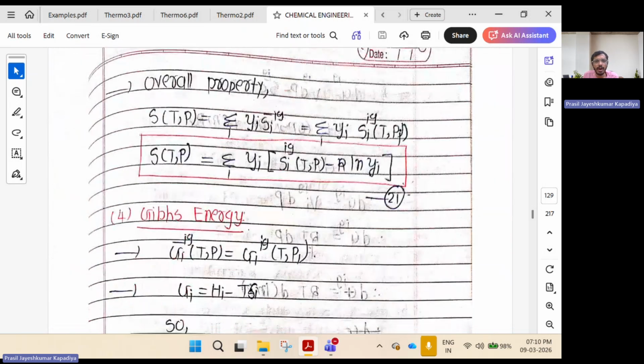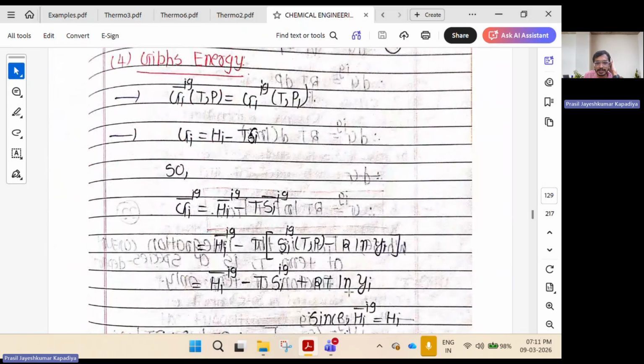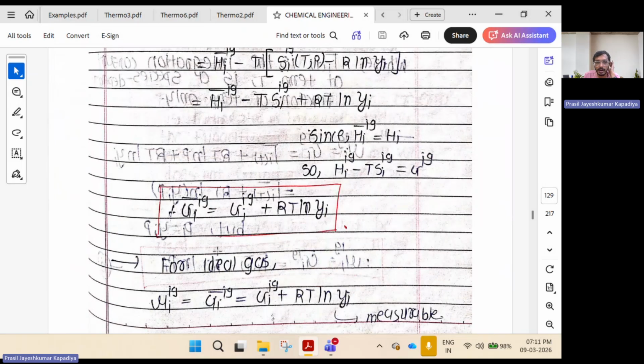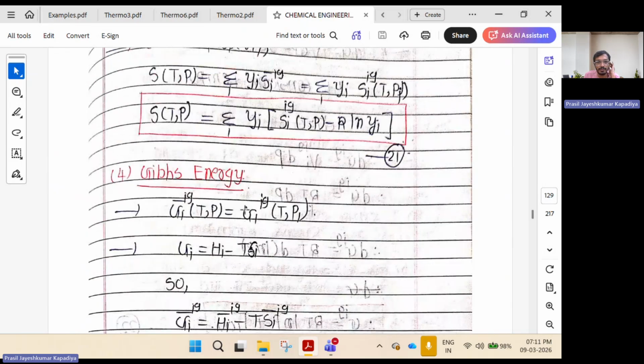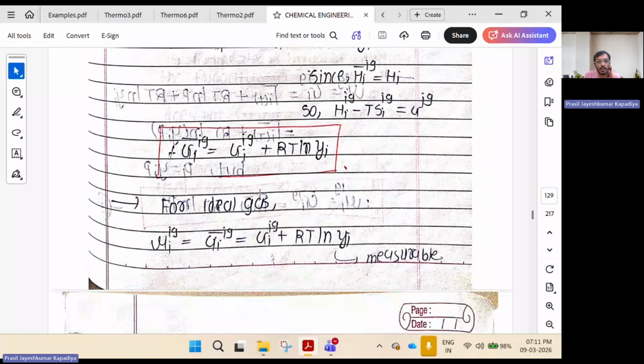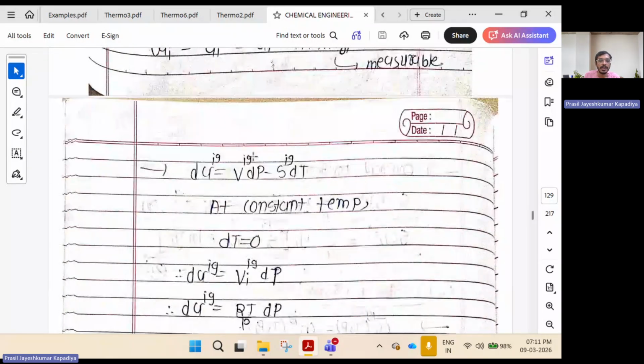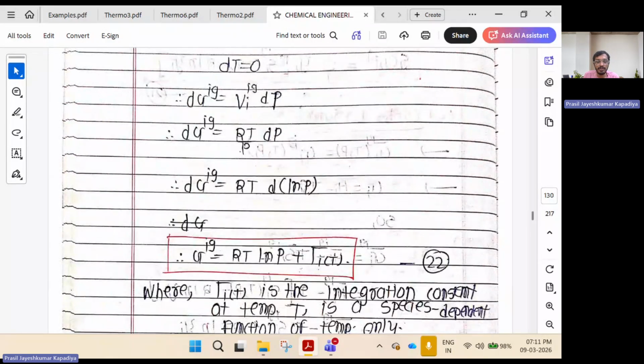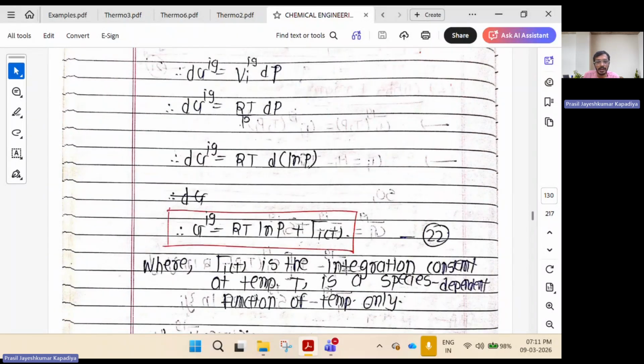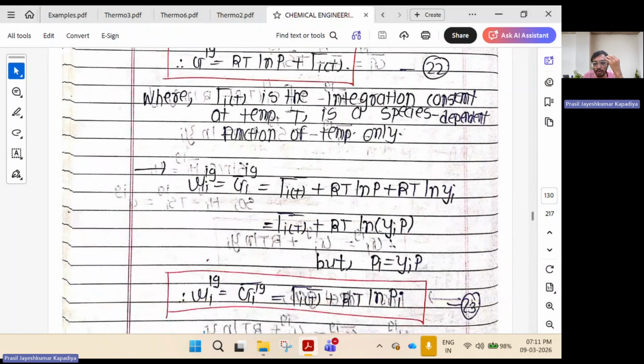Okay. And now for Gibbs free energy, Gi bar is equal to Gi ig plus RT into ln yi. And to find this, what is the ideal gas Gibbs free energy? That we got as RT into ln P plus some constant, and that is nothing but RT into ln of the partial pressure of that component plus some constant. That will give us the partial molar Gibbs free energy, that is nothing but chemical potential. Okay.